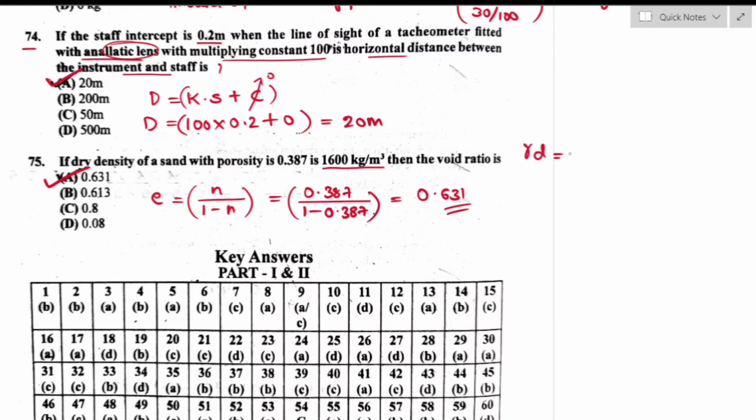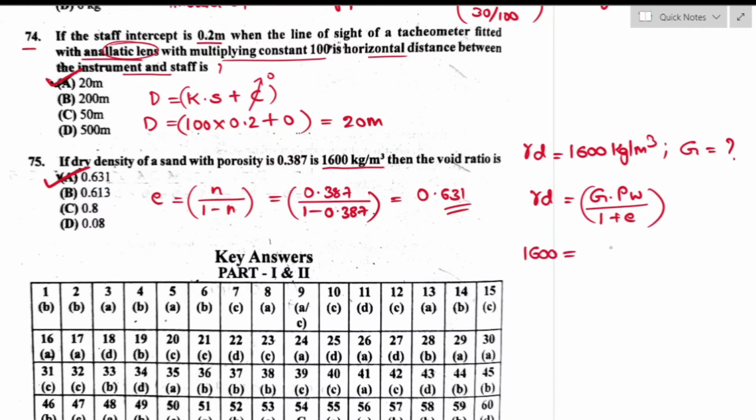Since they have given the dry density of the sand as 1600 kg per meter cube, we can also find the specific gravity of the sand by using this following formula. That is, dry density is equal to G into density of water divided by 1 plus e, which is equal to 1600 equals G into 1000 divided by 1 plus e. e is the void ratio 0.631. So, on solving this, the specific gravity of the sand will be 2.6096. So, this completes the part 2 questions of this question paper.